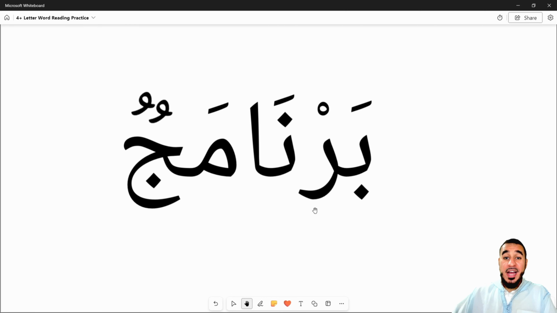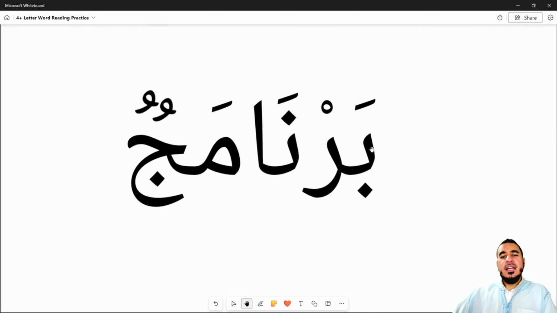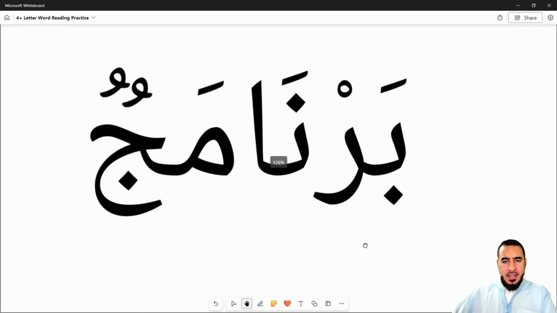Okay, quite a long word here. This is 1, 2, 3, 4, 5, 6 letters long. Okay, 6 letters long. So it's a very long word, mashallah. Let's read it. The first letter we have is the ba with a fatha. The second letter is the ra with a sukoon. So far, bar.